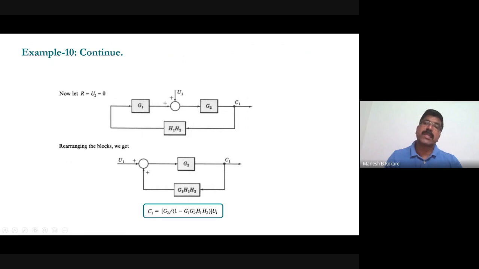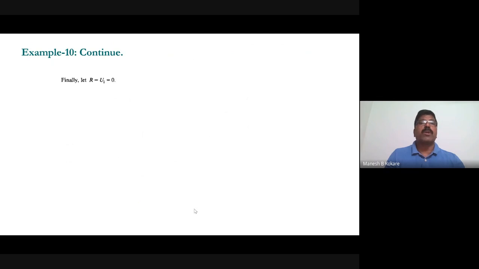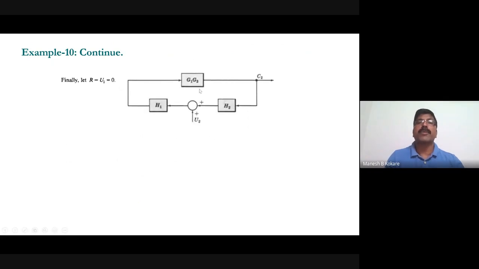Now when you are considering U2 as input, and at that time you have to consider R as 0 and U1 as 0. So your output will be equal to, see that when R equal to 0, U1 equal to 0, and you are considering only U2, so your arrangement will be like this, G1 G2. Now this block is in cascade now, right? Can somebody tell me what is the transfer function of this block, the entire system, C2 by U2?